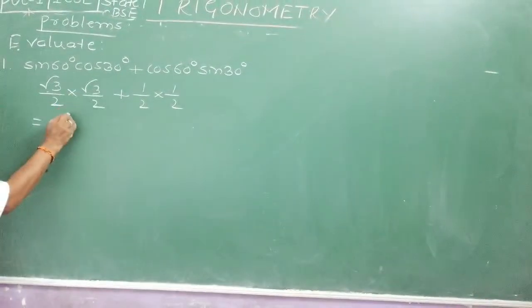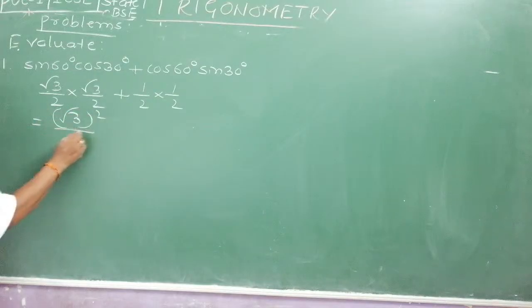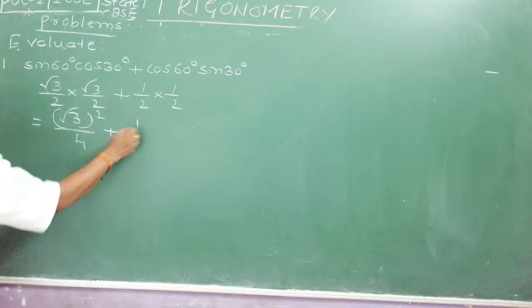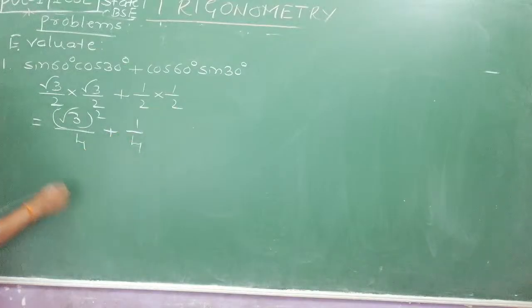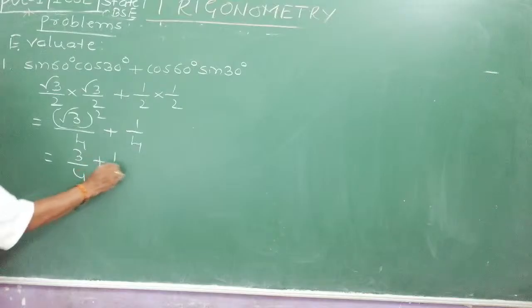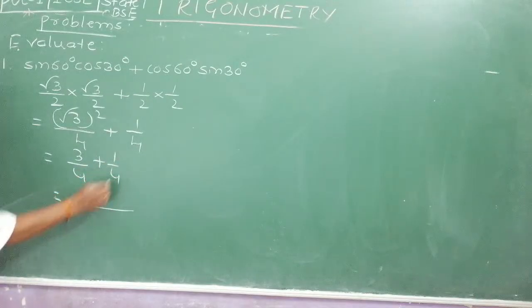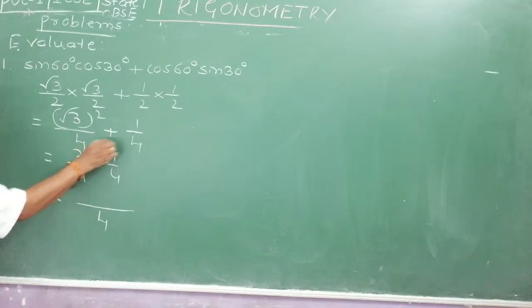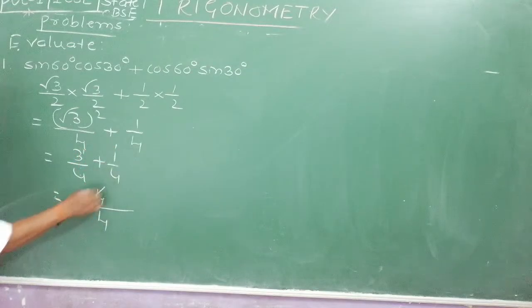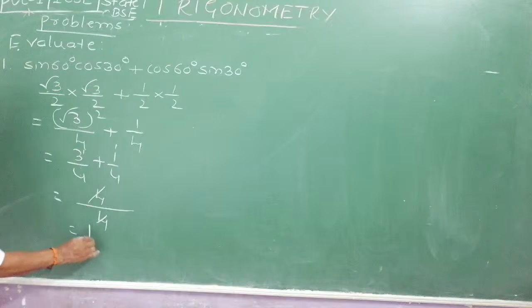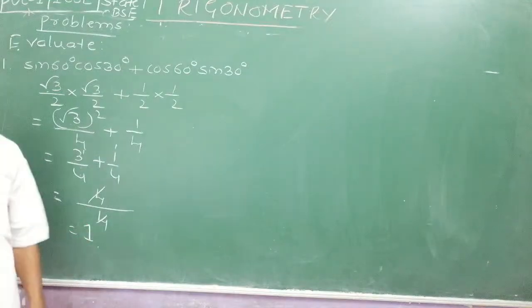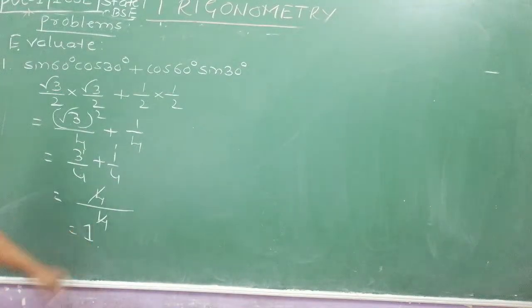Tough questions, easy questions. Root 3 into root 3 is 3. Root 3 square upon 2 2s are 4, plus 1 by 2, 2 2s are 4. Root 3 square becomes 3 by 4 plus 1 by 4. Then you take LCM. What is LCM? It is 4. 3 plus 1 becomes 4. 4 4 cancels. Your answer is 1. Check. Show thumbs up for how many of you got answer as 1.